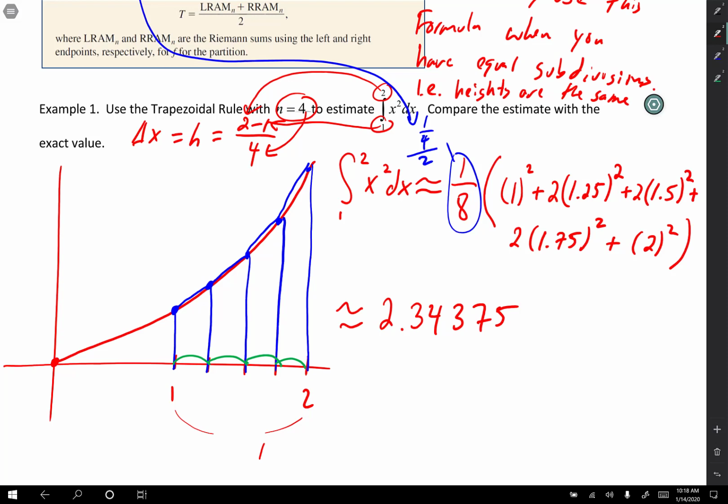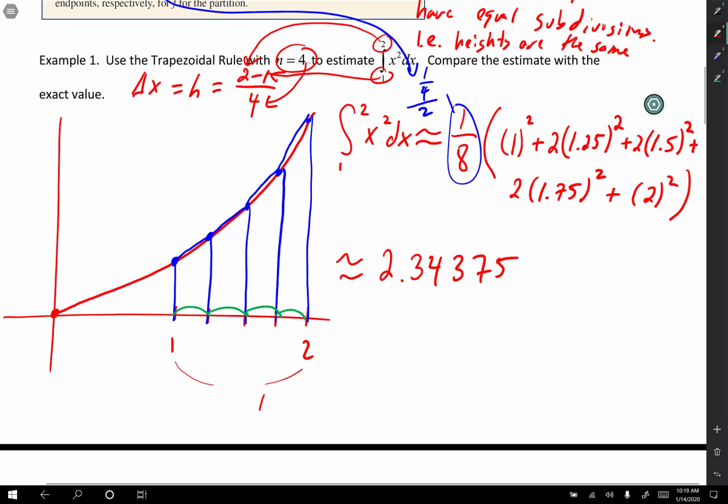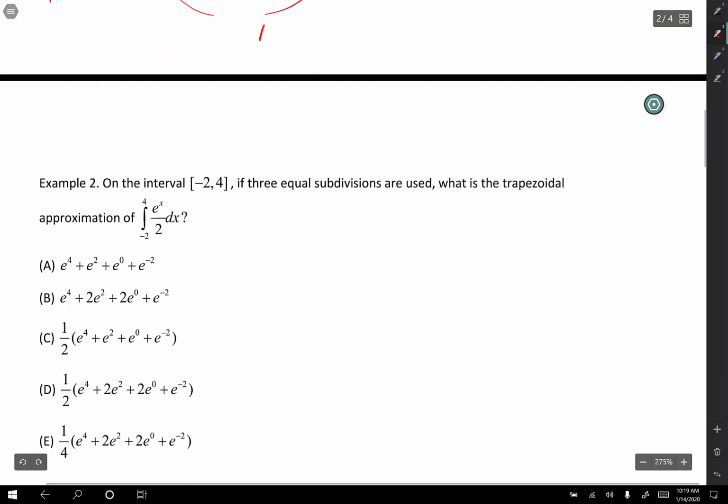Yes, this is more precise than the midpoint. Usually the trapezoid is the most precise from all of them. Over approximation or under approximation? Over, just barely, but it's still over. Cool or not cool? All right, let's turn the page.